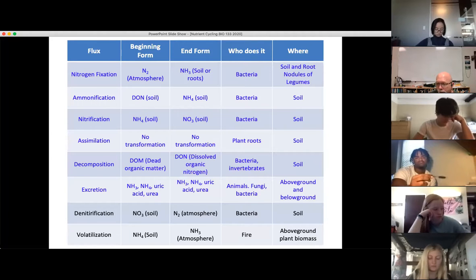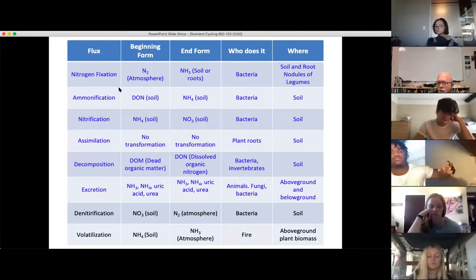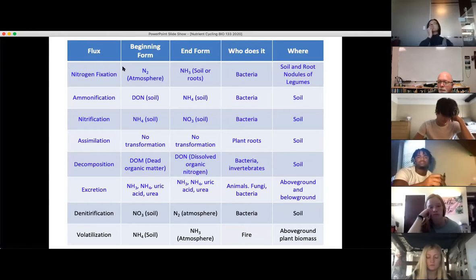So another way of thinking about this is something that I told you to try doing over the time between Wednesday and now, which is to basically just put these things into a table. And so what I've done here is I've created a table for your reference. It basically has the flux, nitrogen fixation. It begins with N2 in the atmosphere, and the N form of this flux is ammonia in the soil or in the roots of plants.